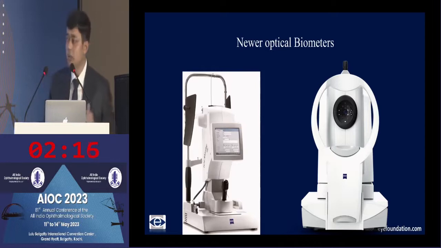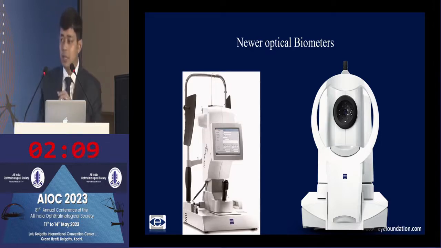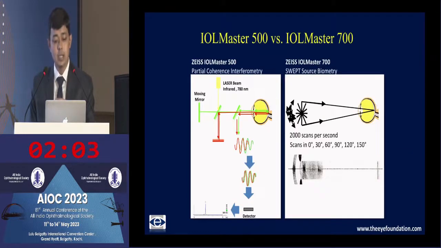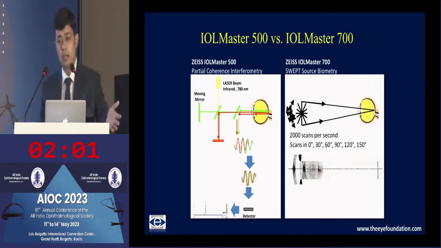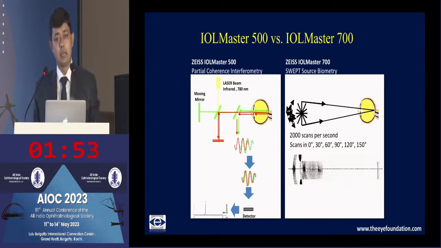Keeping in trend with the advancement in formulae have been the advances in optical biometry as well. For paucity of time, I'll just explain the more recent advancements with the IOLMaster 700 alone. Essentially, compared to the previous IOLMaster 500 or the LenStar 500, the 700 is a swept source biometry. And swept source OCTs are now gaining prominence, and all the newer biometers which are coming into the market are all swept source biometry based.